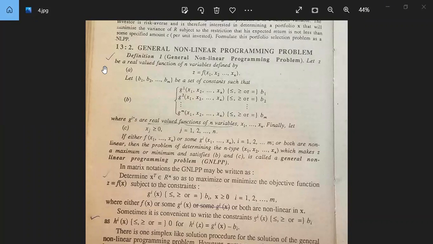हम लोग देखेंगे जनरल नॉन लीनियर प्रोग्रामिंग प्रॉब्लम। पहले देखें इसका डेफिनेशन क्या है और इसके बेस्ड कुछ एग्जांपल देखें। तो डेफिनेशन क्या कहता है कि जनरल नॉन लीनियर प्रोग्रामिंग प्रॉब्लम, let z be a real valued function of n variables. z क्या है?